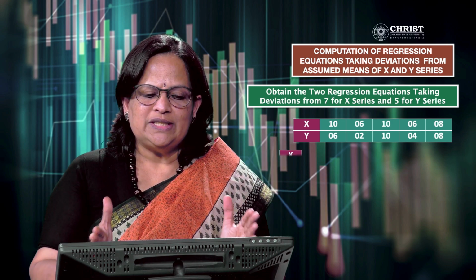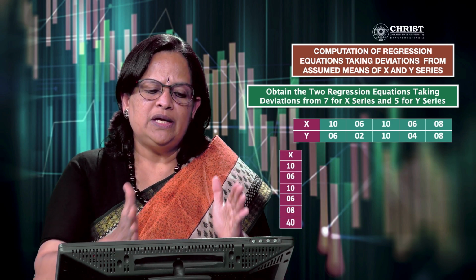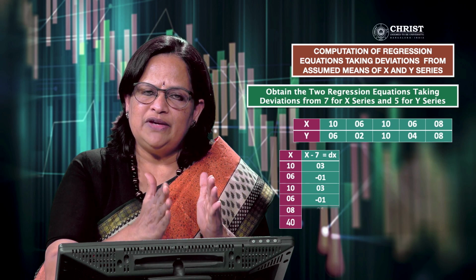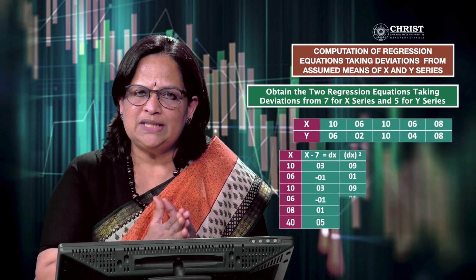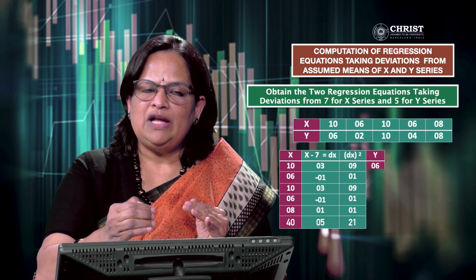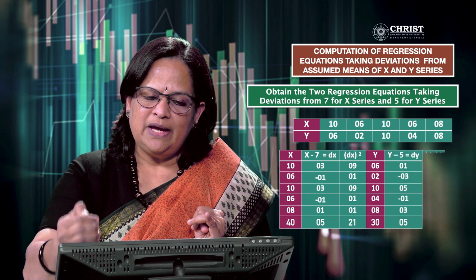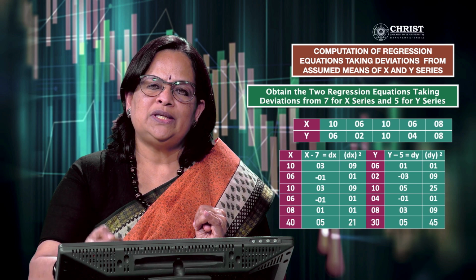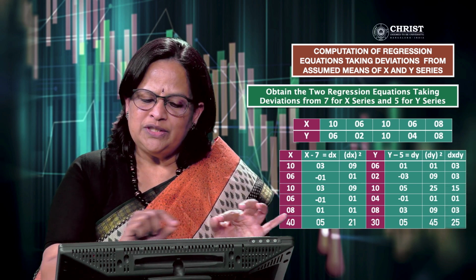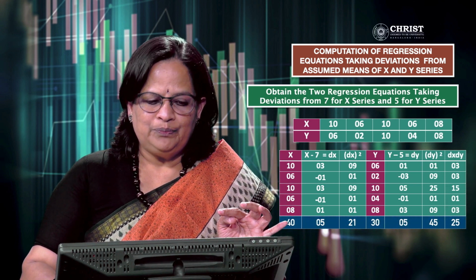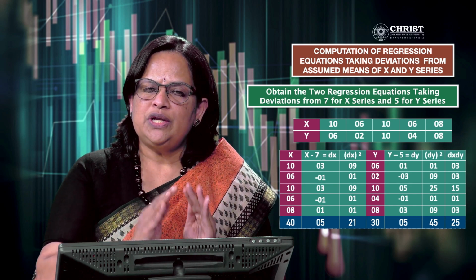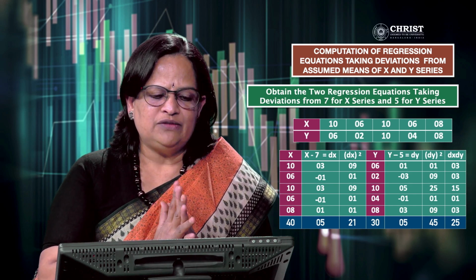Now the solution, you can see that the computation is explained. Values of x and taking deviations from 7, that is denoted as dx. Dx square values are there. Values of y are there. Y minus 5 is dy and dy square values are there and dx dy. Now we have to take the total of all these values. Now regression equation x on y we are going to compute as the first step.